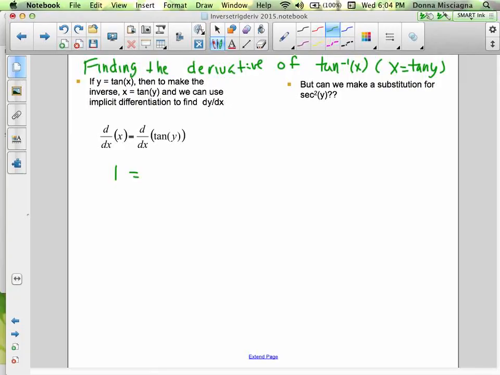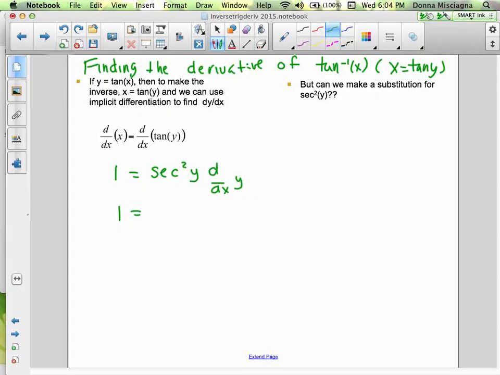The derivative of tangent y with respect to x, we're going to have the derivative of the outside, tangent, times the derivative of the inside, times the derivative of y. So that would be secant squared y, which is the derivative of tangent, times the derivative of y. And we know the derivative of y is dy dx.